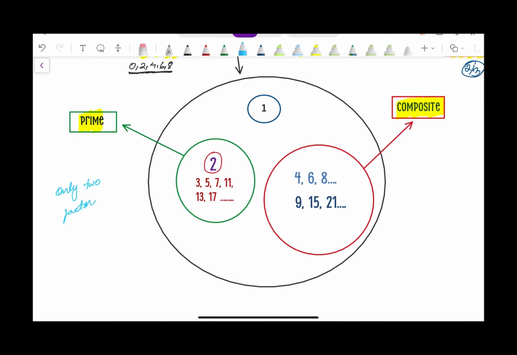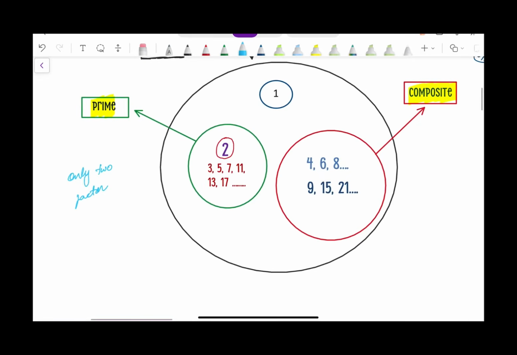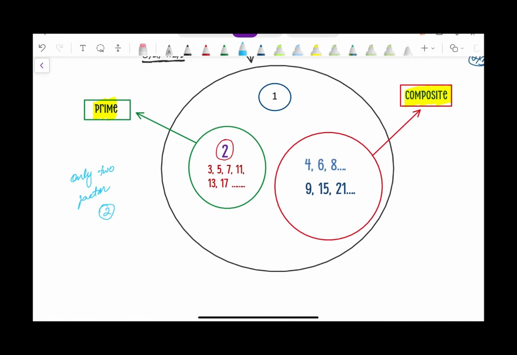Only two factors. What do we mean by this? Only two factors means that the number is in the multiplication table of 1 and that number itself. That means we have only two factors. Let's take an example of 13. 13 is a prime number. Why? Because 13 is in the multiplication table of 1 and 13 only. That's the reason why we call 13 a prime number.